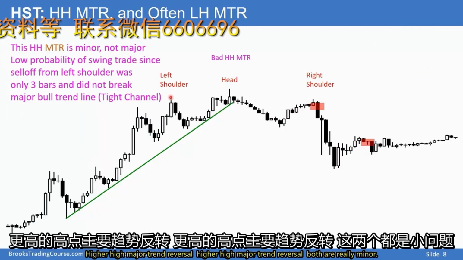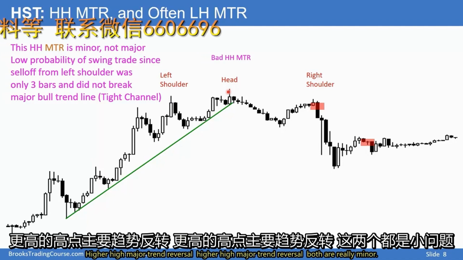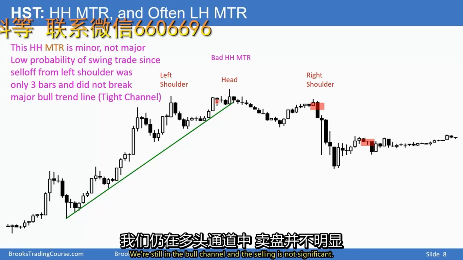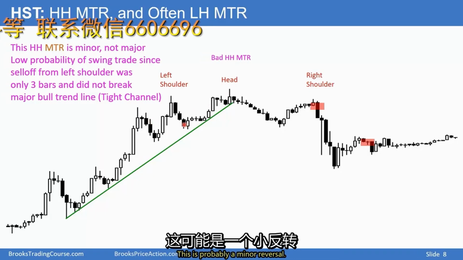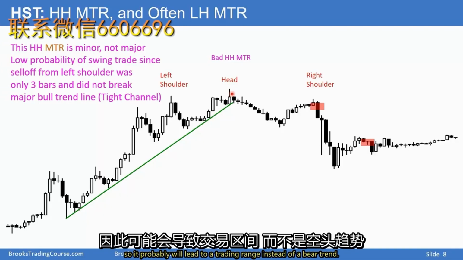Higher high, major trend reversal, higher high, major trend reversal. Both are really minor. We're still in the bull channel and the selling is not significant. This is probably a minor reversal. It's a higher high, minor reversal. So it probably will lead to a trading range instead of a bear trend.